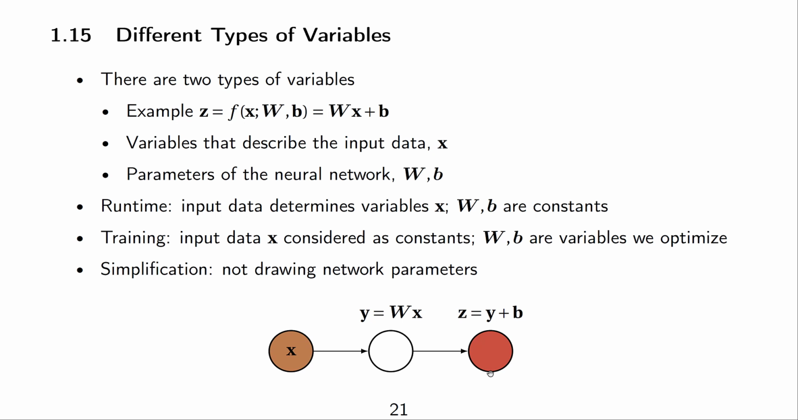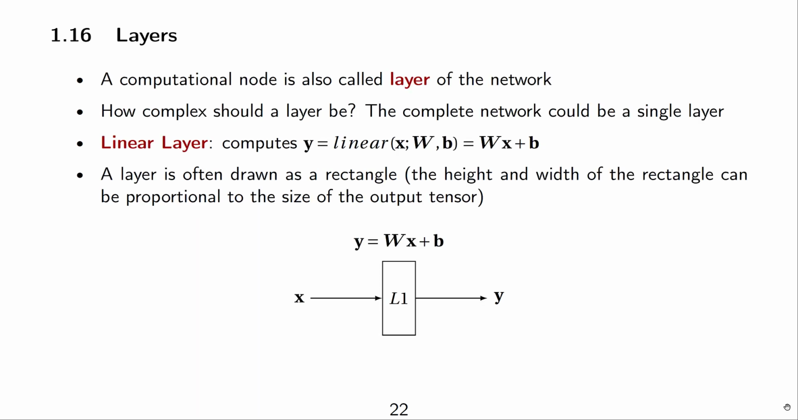But now we can ask, what makes a node? How do we decide what to put inside a single node, and when do we split and put computations in multiple nodes? So a computational node is also called a layer of the network. This is not super precise terminology, and there's some history to that. We'll just use it very loosely for now, and say that the computational node of the network is also called a layer. And the question then is, how complex should a layer be? In some sense, one could make the complete network and put it into a single layer, which of course will not be the winning strategy.